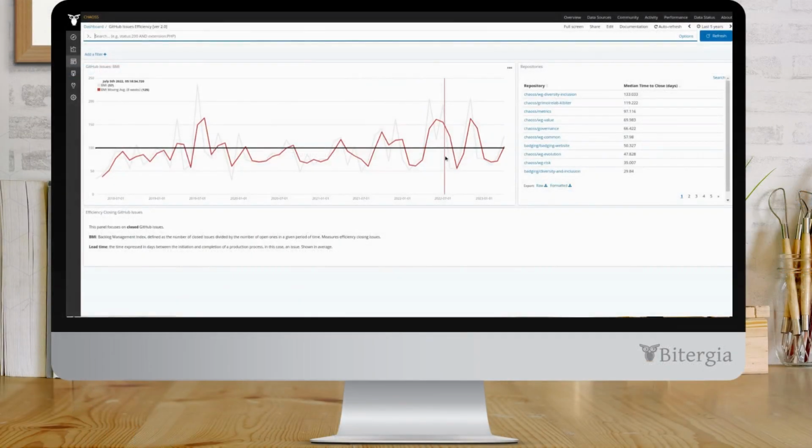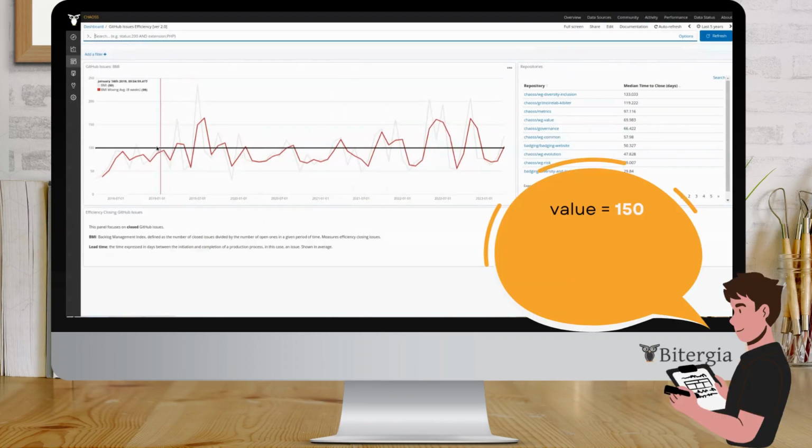In this example, we see the BMI for all the repositories of the Chaos project. When the line is above the threshold, the team closes more issues than the ones received. That means they are reducing the total backlog. For example, when the value is 150, the team closed 150% of the number of issues submitted during that period.